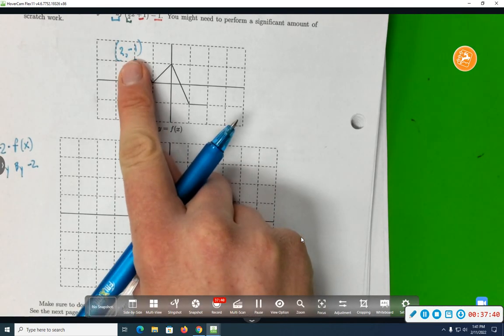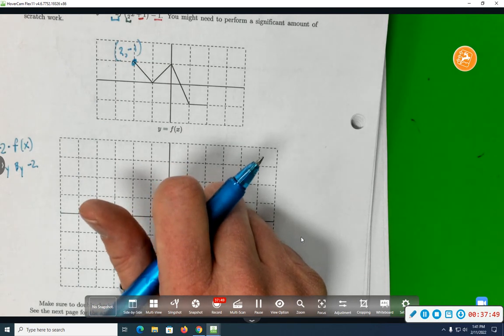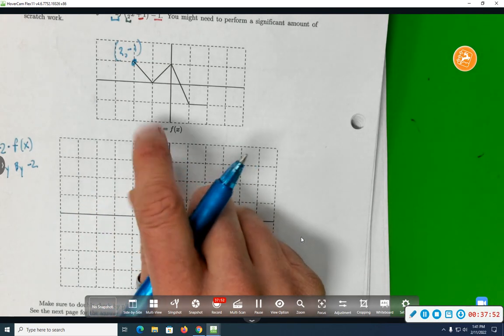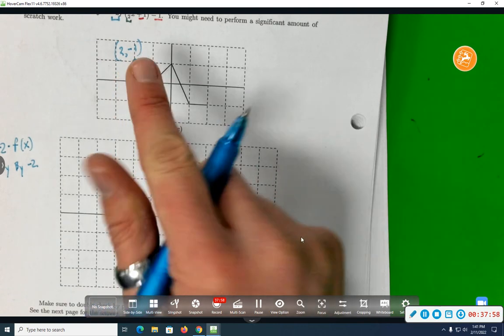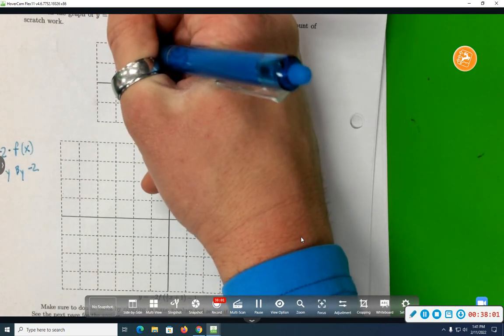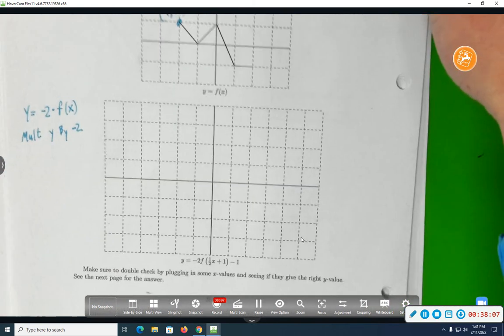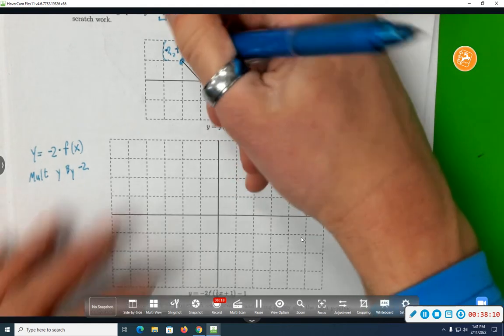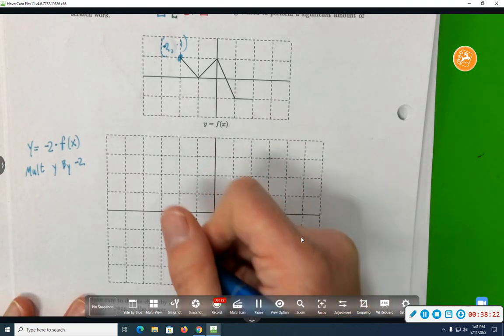Right now it's at 2, -1. The y value gets multiplied by -2. What's -1 times -2? 2. You were looking at me like I was an idiot because I was doing something dumb, right? That's not the point 2, -1. What point is that? -2, 1. Great. It's written right further up. When I multiply that y value by -2, what y value do I have? -2. So the new point will be -2, -2. Cool.